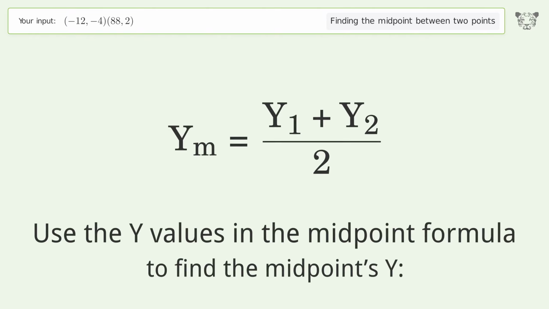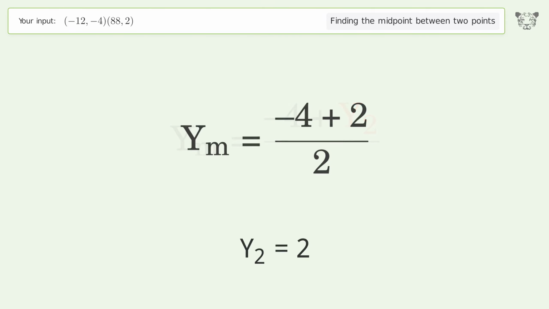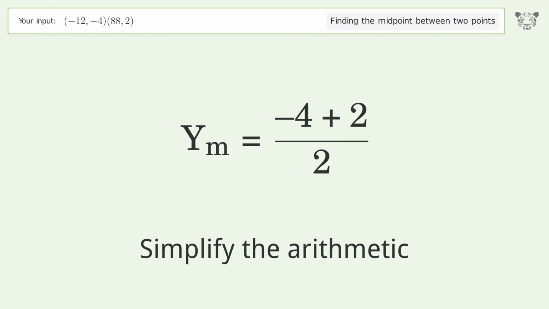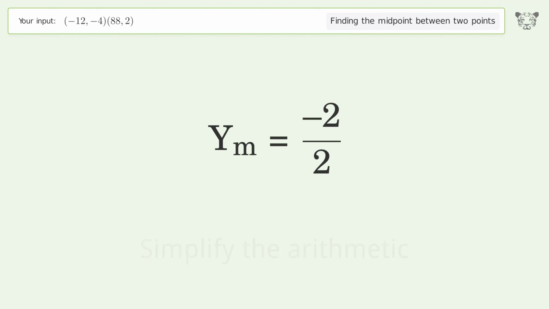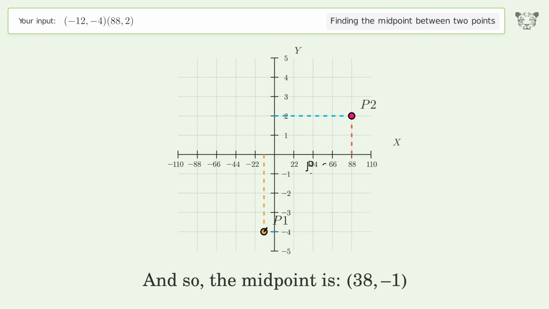Use the y values in the midpoint formula to find the midpoint's y. y1 equals -4. y2 equals 2. Simplify the arithmetic. And so, the midpoint is 38, -1.